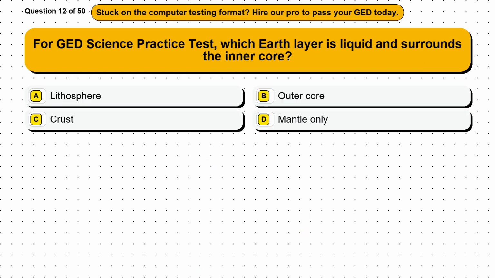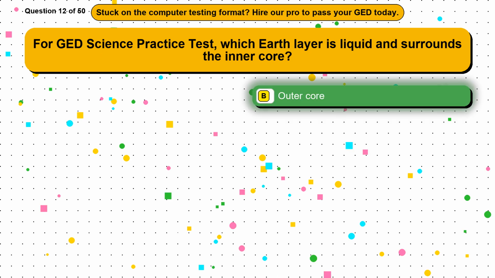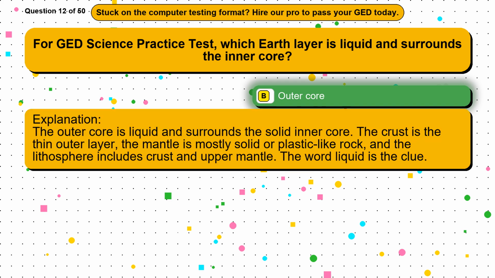Question 12. For GED Science Practice Test, which earth layer is liquid and surrounds the inner core? Option A, lithosphere. Option B, outer core. Option C, crust. Option D, mantle only. The correct answer is option B. Outer core. The outer core is liquid and surrounds the solid inner core. The crust is the thin outer layer, the mantle is mostly solid or plastic-like rock, and the lithosphere includes crust and upper mantle. The word liquid is the clue.